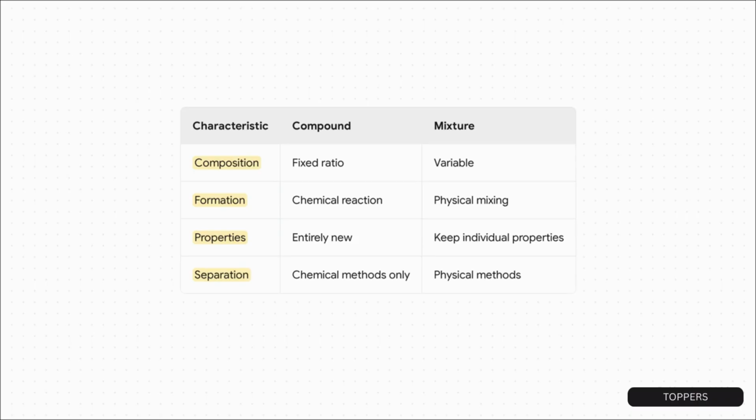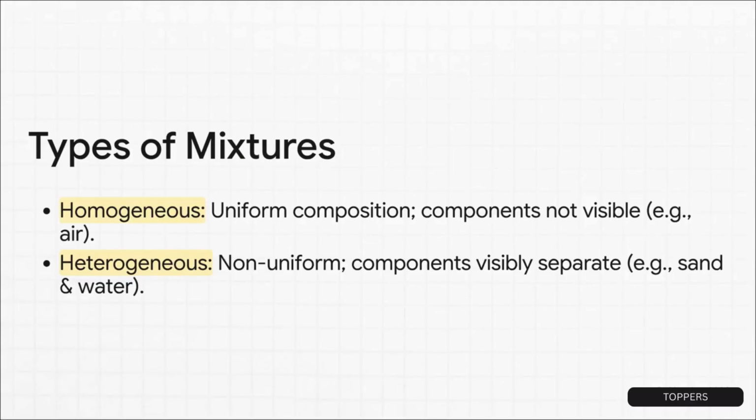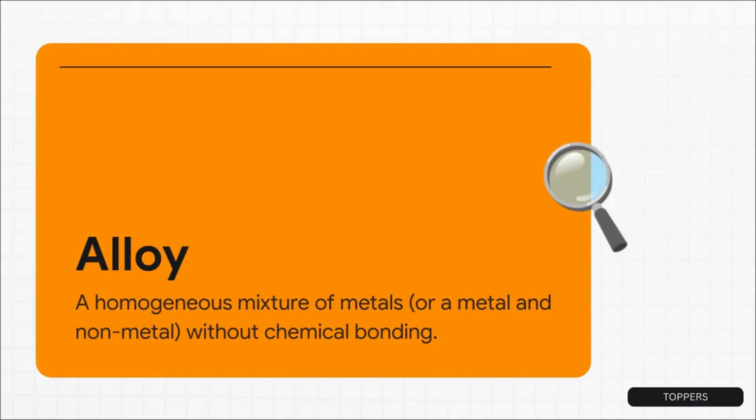This distinction is one of the most important concepts in all of chemistry. Now, even mixtures come in two flavors. You've got homogeneous mixtures, where everything is so evenly mixed you can't see the different parts. Think of salt completely dissolved in water, or the air around us. And then you have heterogeneous mixtures, where you can see the different bits, like a handful of trail mix, or rocks and sand.